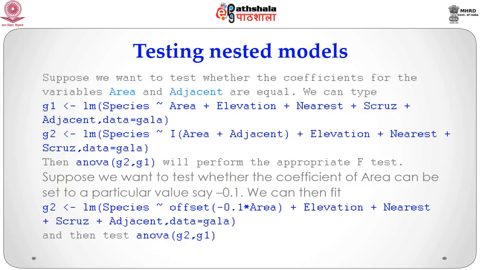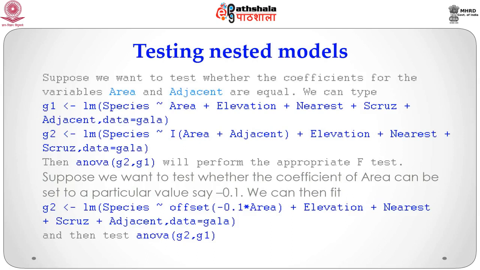We may want to test whether the coefficient of area can be set to a particular value, say for example minus 0.1. We can then fit the model as before, except that the term for area is now specified as an offset, which tells R that there is no coefficient corresponding to this term. So offset of minus 0.1 star area means that the linear regression should be fit by assuming that the coefficient of area is minus 0.1.